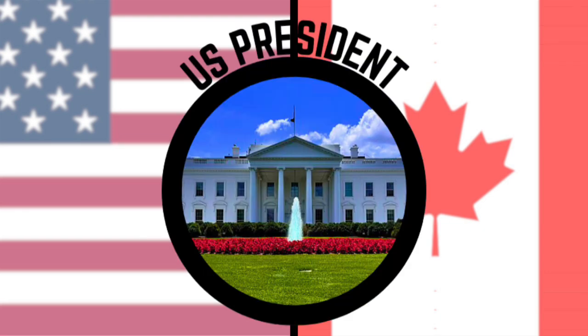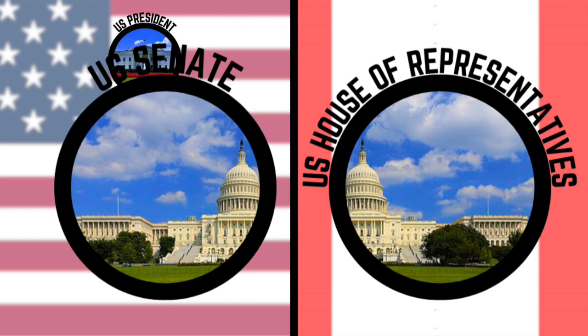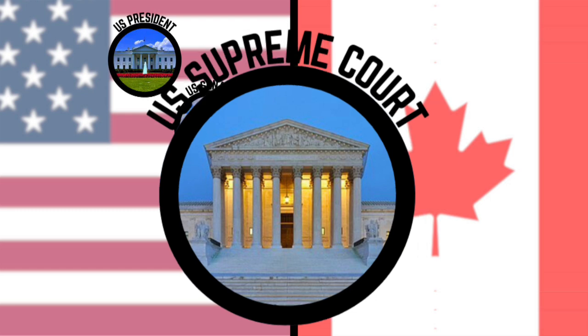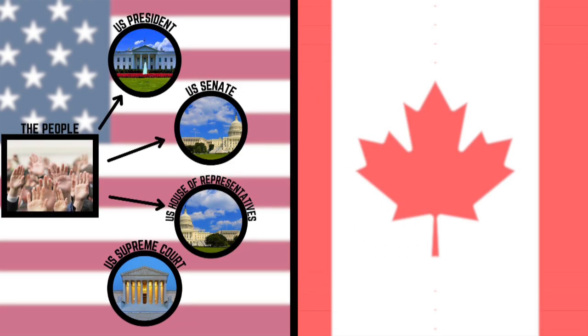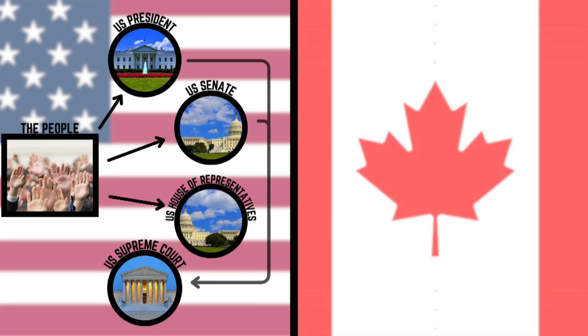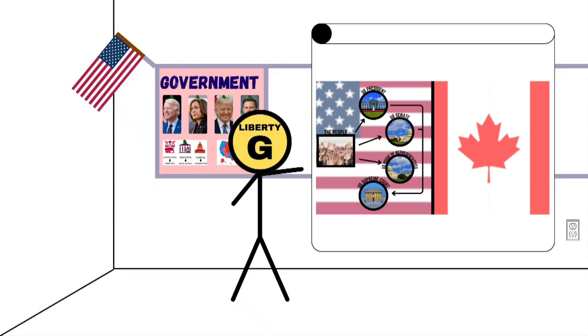Remember the three branches of the US government? We have a president, the Senate and the House of Representatives make up Congress, and the Supreme Court. The people get to elect the president, the Senate, and the House of Representatives at different intervals, and then the Supreme Court is chosen by the president and approved by the Senate. All of this sounding vaguely familiar?